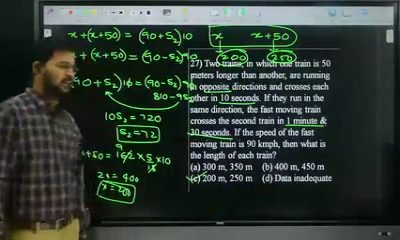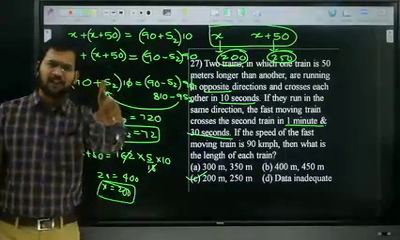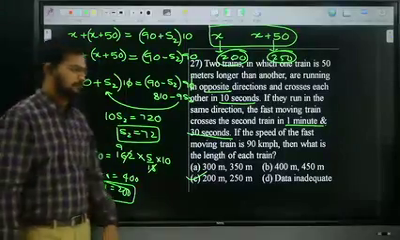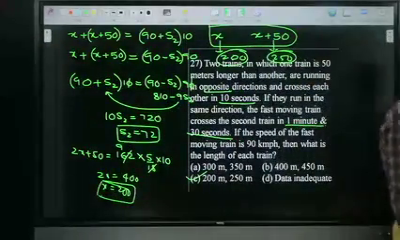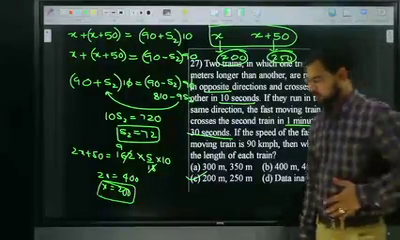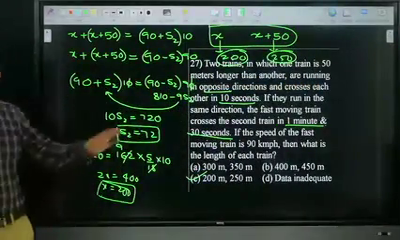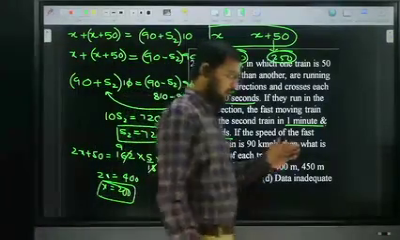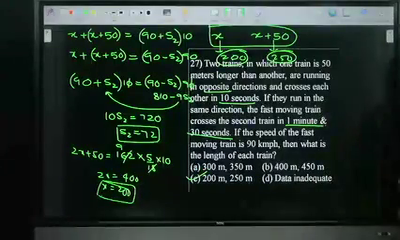Which option is there? Option C. Your answer is option C. All of you clear? All of you okay? Just make a note. All of you understood? So it is similar to the previous question.